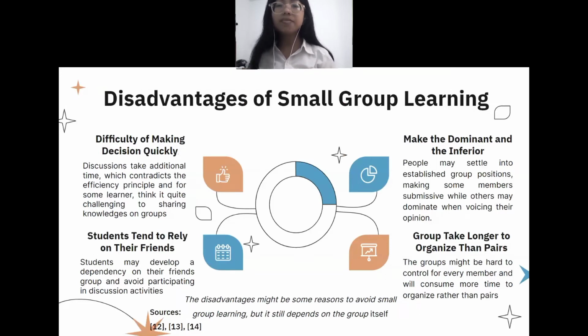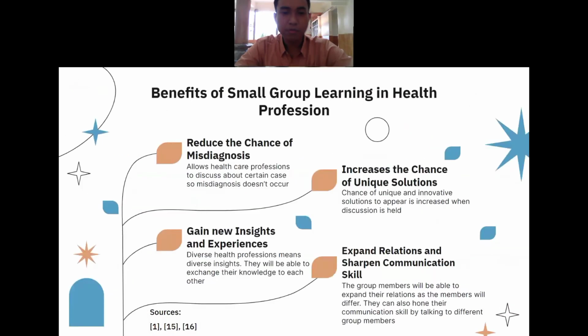Number 3 is it makes the dominant and the inferior. People may settle into established group positions, making some members submissive while others may dominate when voicing their opinion. And number 4 is groups take longer to organize than peers. The group might be hard to control for every member and will consume more time to organize rather than peers. The disadvantages might be some reason to avoid small group learning, but it still depends on the group itself. Okay, that's all for me. For the next speaker, the time is yours.